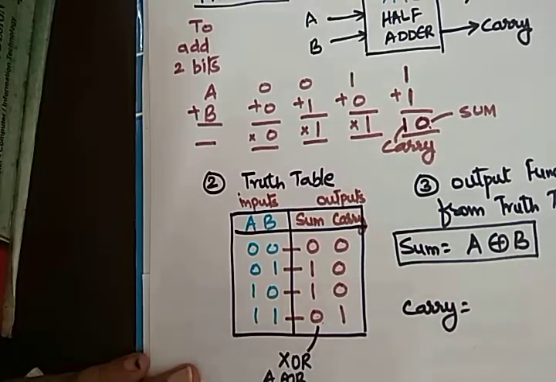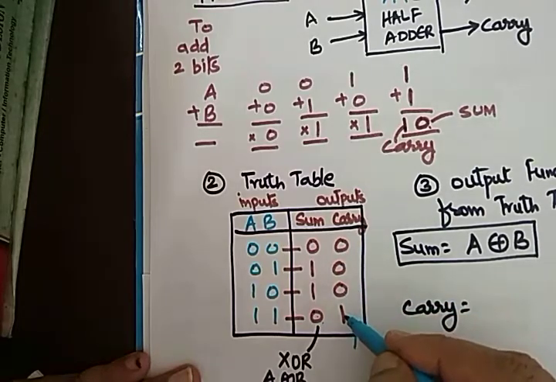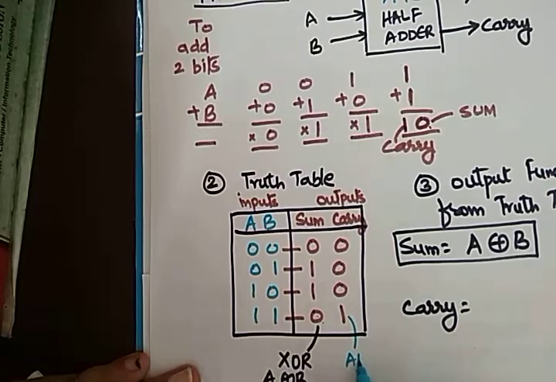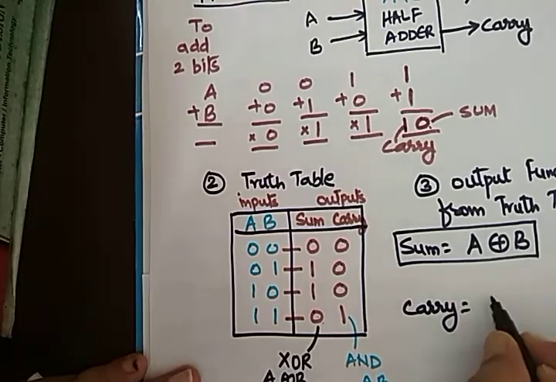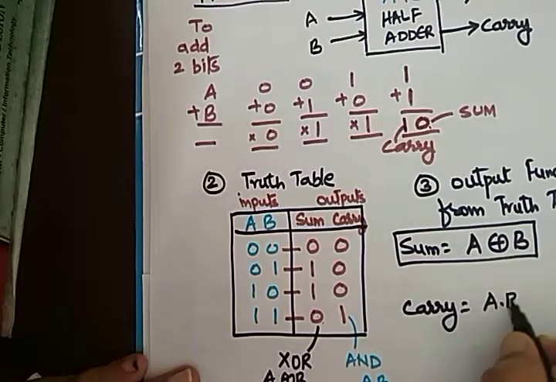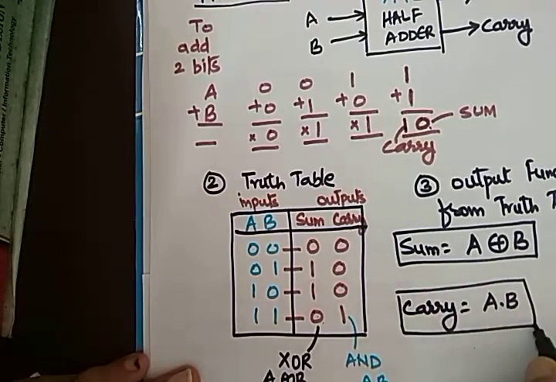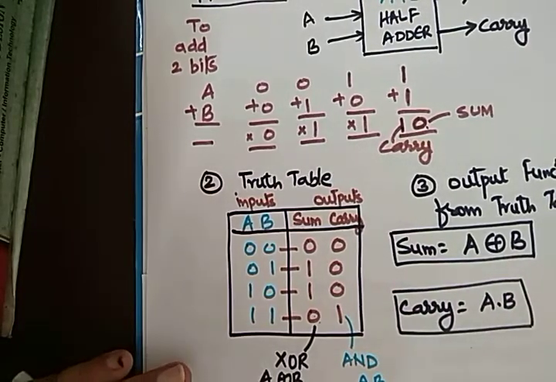Similarly, if you take a look at the carry function 0, 0, 0, 1 for these combinations, this is nothing but an AND function. So the carry can be written as A dot B. These are the two output functions derived from the truth table.